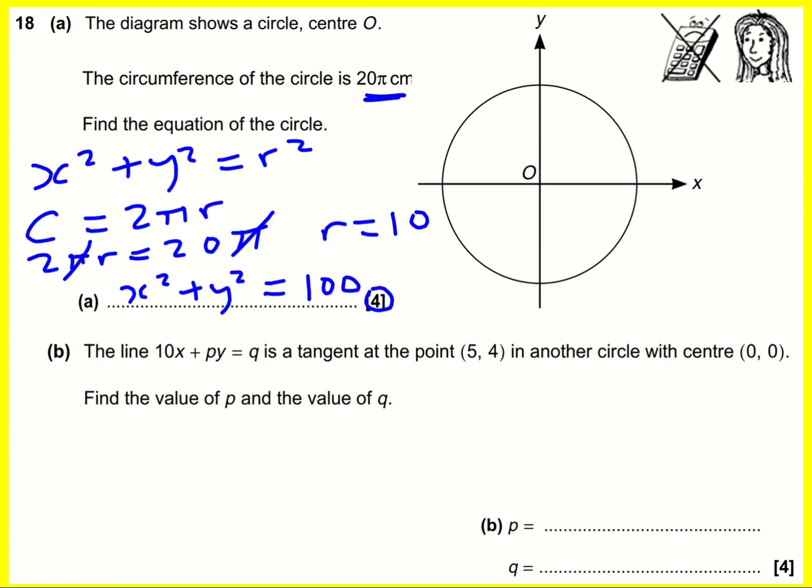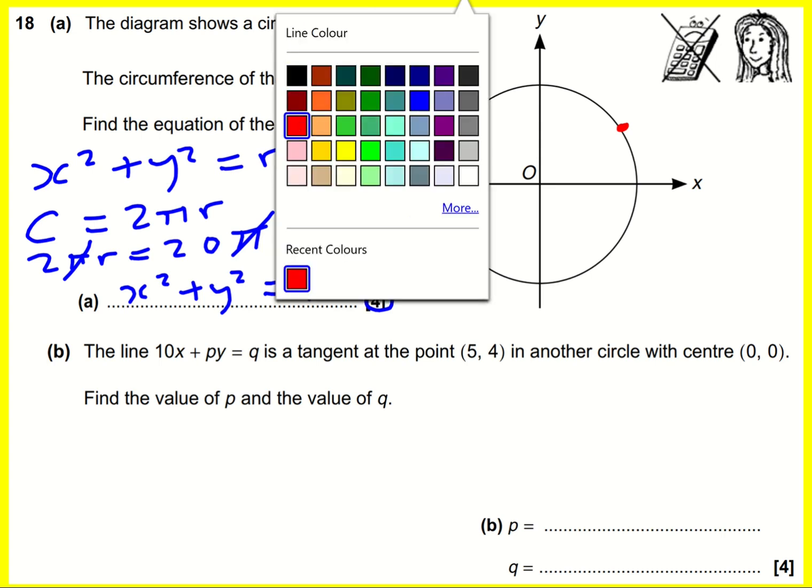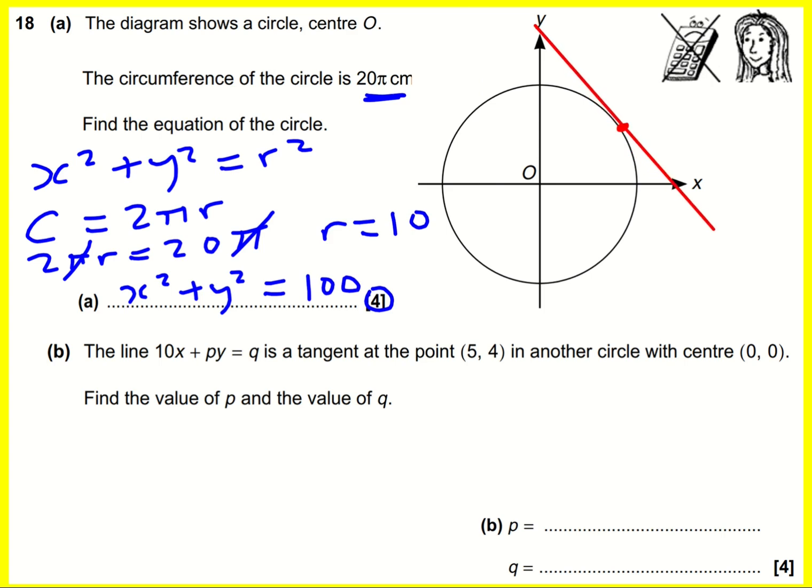Right, the line 10x plus py equals q is a tangent at the point (5, 4) in another circle with center (0, 0). Find the value of p and the value of q. I think what I'm going to do is use the sketch that they've done for part A. So let's draw the point here, and we've got a tangent at this point. So this is going to be a straight line that just glances off. And we want to know the equation of the line. I mean, they sort of told it to us, but we need to find out the missing values.